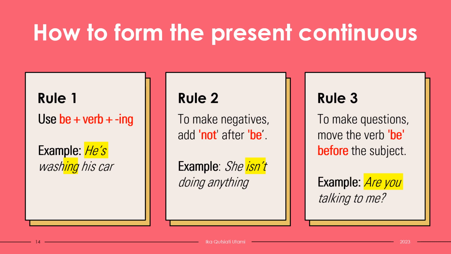Now, how about making a question? To make a question, you move the verb be before the subject. Is he doing anything? Are you talking to me? Okay, that's how to form the present continuous tense.